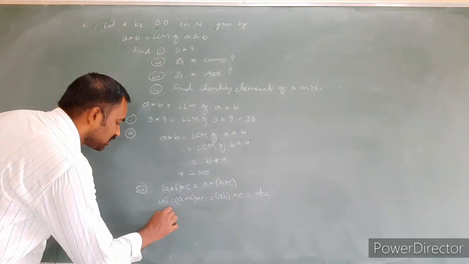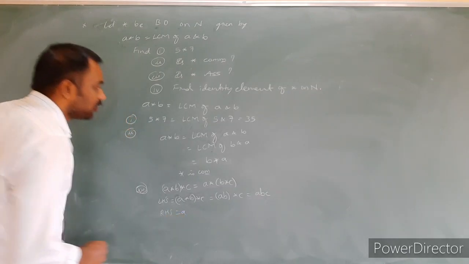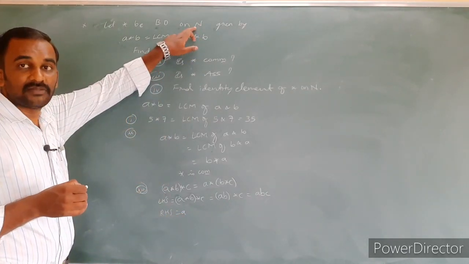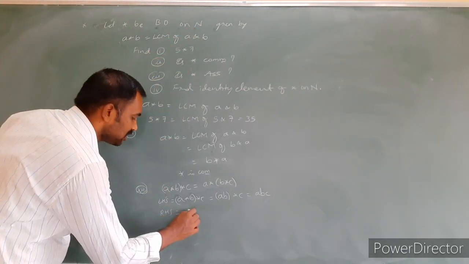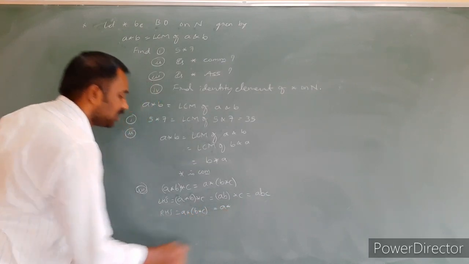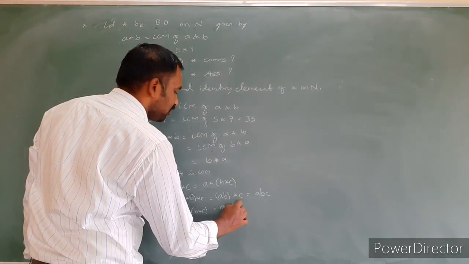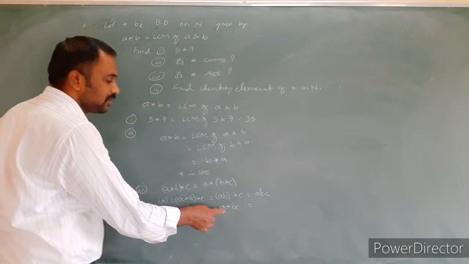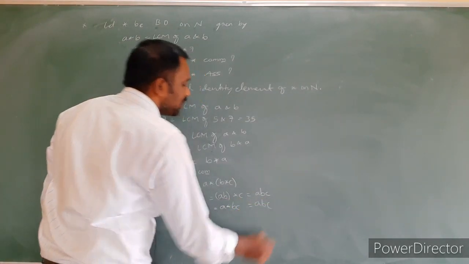Similarly, the RHS. What is the RHS? LCM on the set of what? On the set of natural numbers. Okay, LCM of A star B star C. A is as it is. What is the LCM of B and C? That we can write as BC. LCM of A and BC will become ABC.